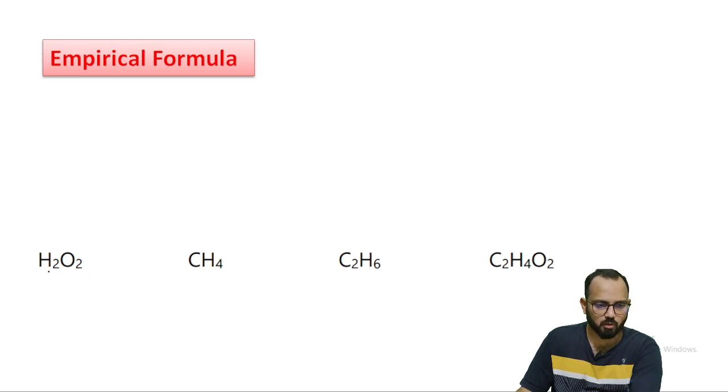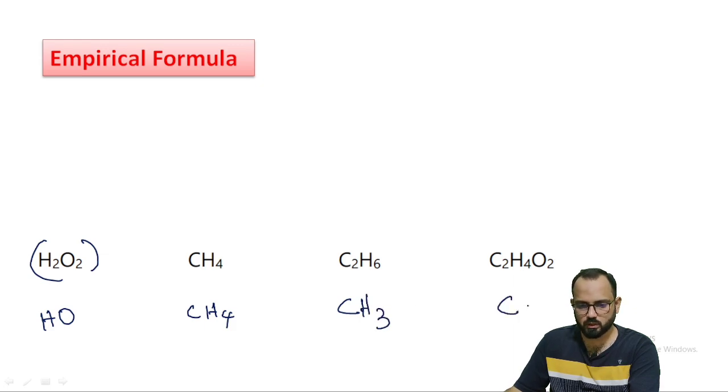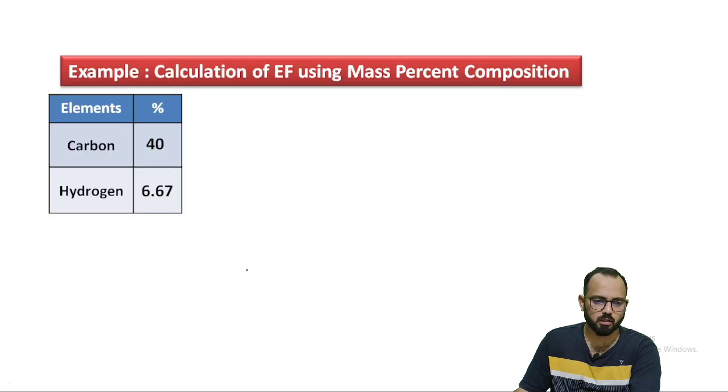Let's look at that. You can predict the empirical formula of this, right? H2O2. The highest common factor is 2, so HO is going to be the empirical formula. CH4: the common factor is 1, so it is going to be CH4. C2H6, 2 is common, so CH3. C2H4O, so C1H2O. This is how you have to find out the empirical formula. Now I'm just trying with an example to calculate the empirical formula from the mass percentage.